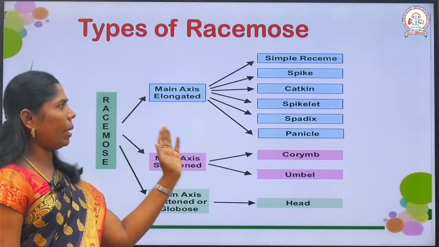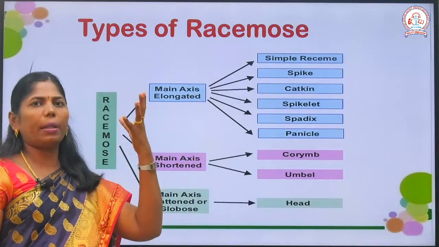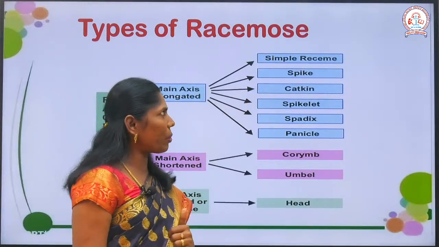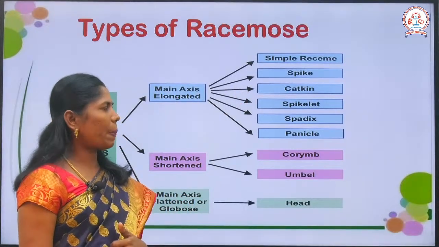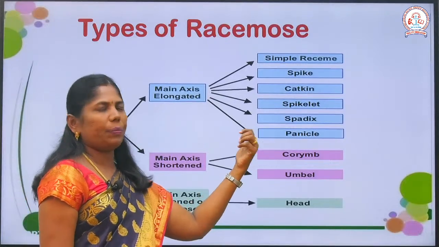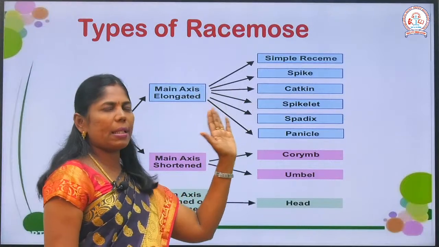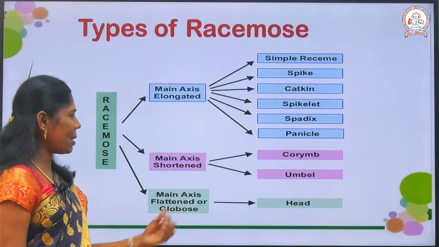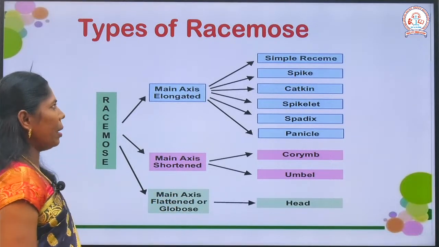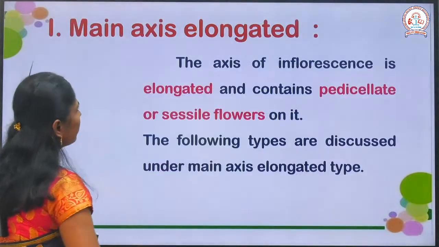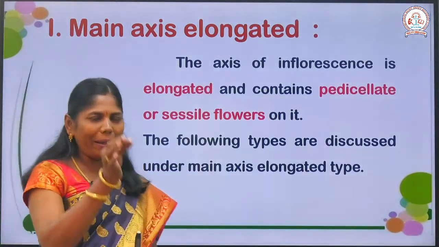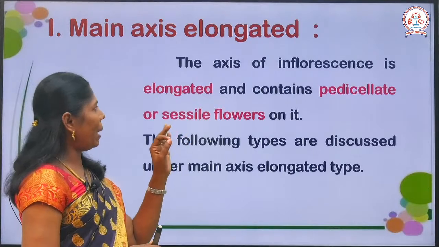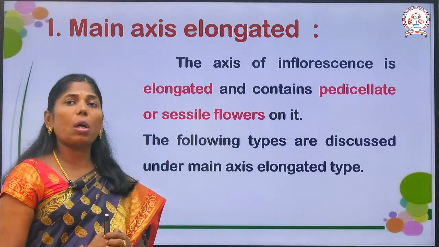Main axis elongated means that the axis is elongated to give many branches. Based on that category we can see the simple raceme, spike, catkin, spikelet, spadix and panicle. So, what about the simple raceme? First we will see the simple raceme. Under the categories main axis shortened and main axis flattened or globose, we studied in the morning the main axis elongated. Main axis elongated means that the main branch, the main peduncle, should be elongated. It contains pedicellate flowers or sessile flowers.